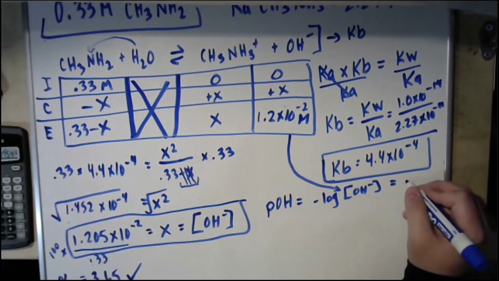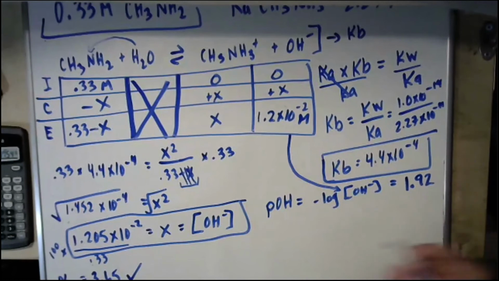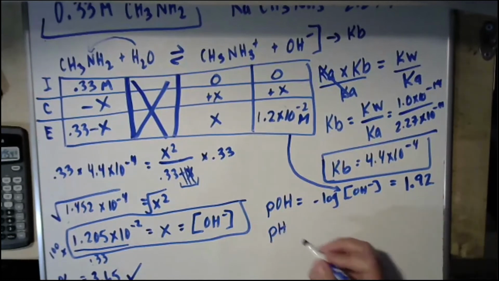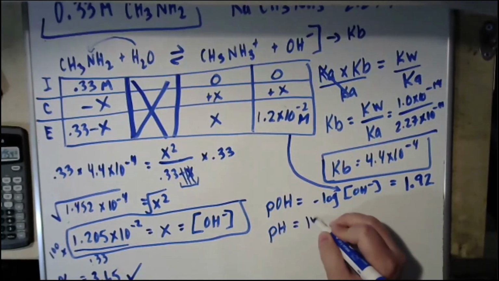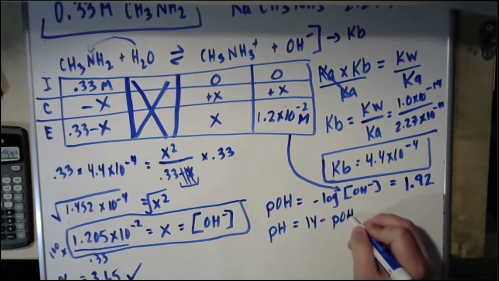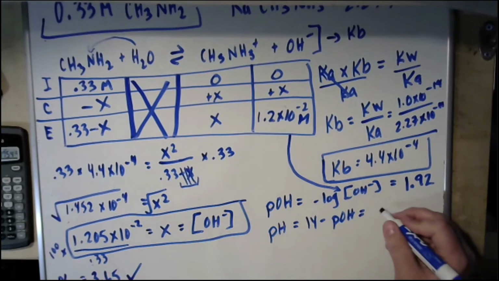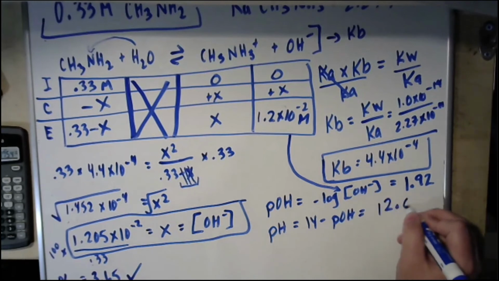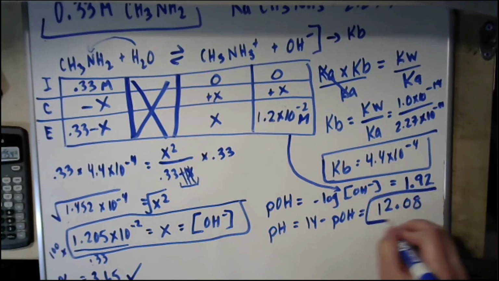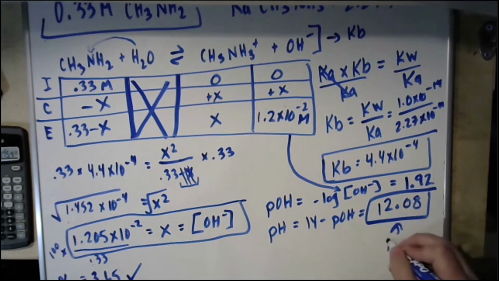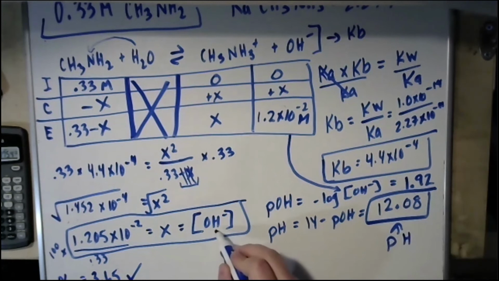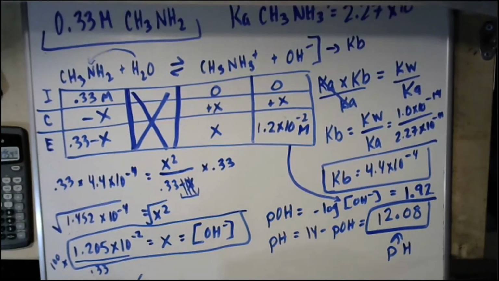So my pOH is going to be 1.92. My pH is going to be 14 minus my pOH, which is going to be 12.08. Okay, so there's my pH value. There's my hydroxide ion value. And that's how you work with weak bases.